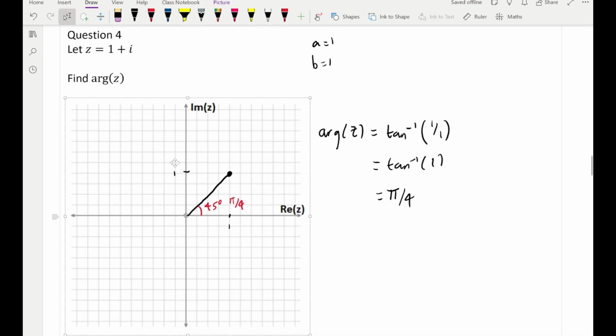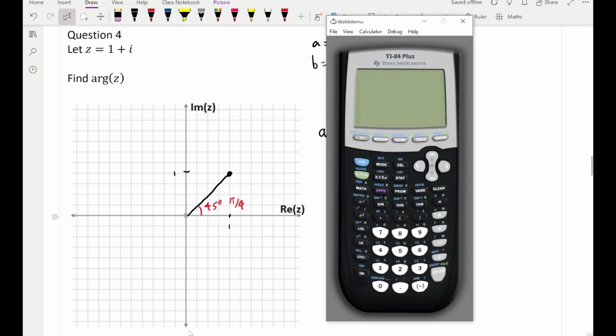If you're not sure about this, grab your calculator. Make sure you're in radians. On a Texas, for example, radians will be in the mode button here. Then you want to use inverse tan of 1, and you'll get that answer, 0.785. And then if you do pi over 4, you'll also get 0.785, so we're correct.